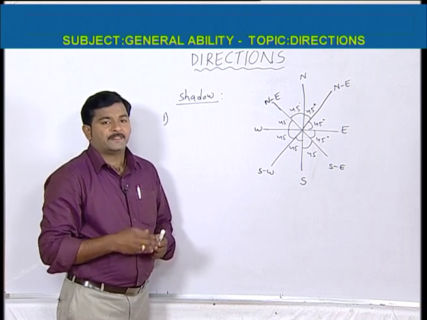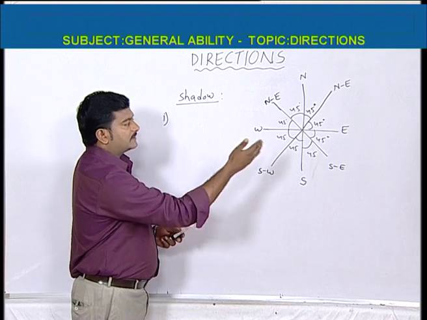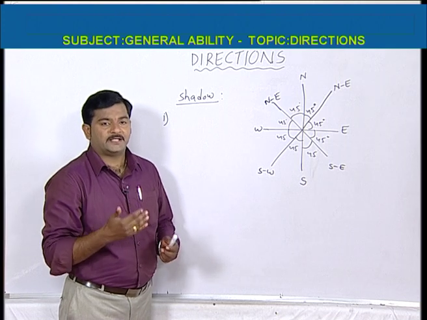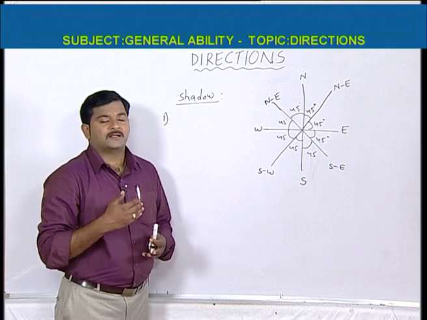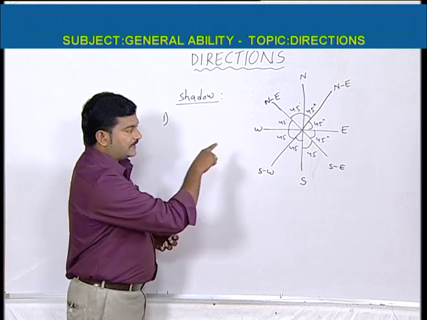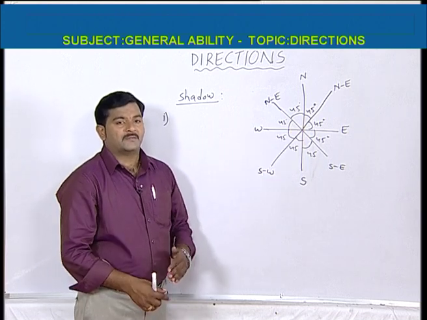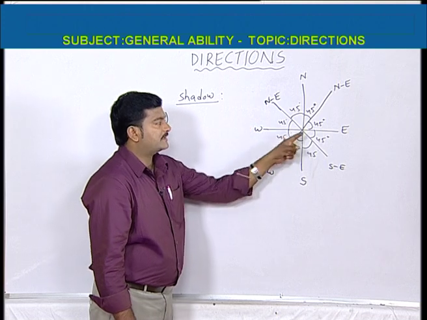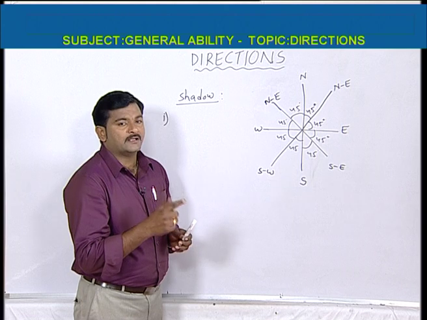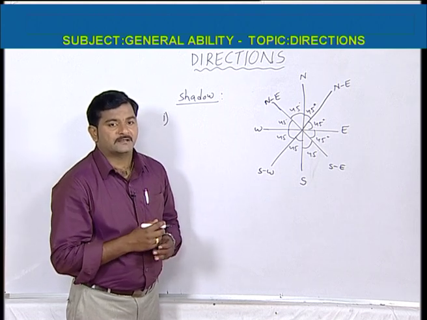For example, at the time of sunrise. We know already, sun rises in the east, sun sets in the west. So at the time of sunrise, indirectly morning time, if the person is facing towards east direction, just have a look at this diagram. In the morning time or at the time of sunrise, if the person is facing towards east direction, then his shadow will be always towards west direction.